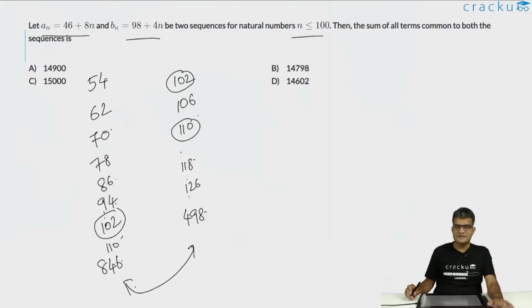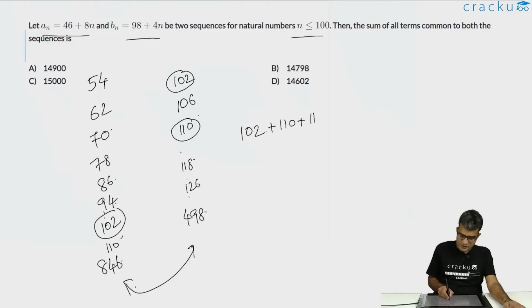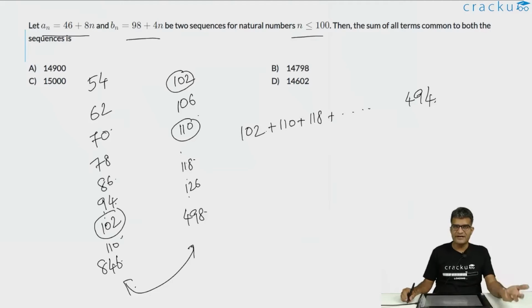So the common terms themselves form an arithmetic progression where the first term is 102, second term is 110, third term is 118, and so on. And what is the last term? The last term will be 494. How can we calculate it? Because you can figure out that over here we have a difference of 8, and each of these terms, when it is divided by 8, you are actually going to get a remainder of 6. So 494 minus 6 is 488, which is also a multiple of 8.